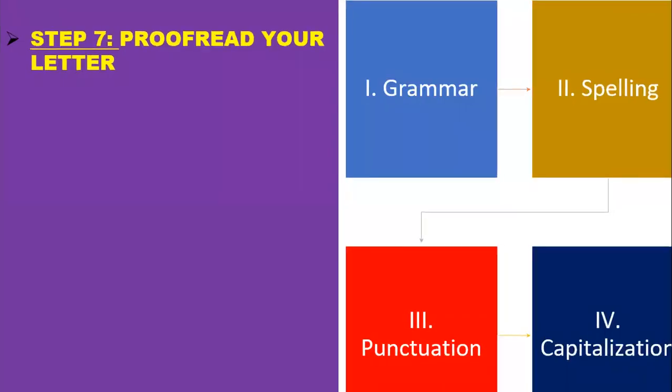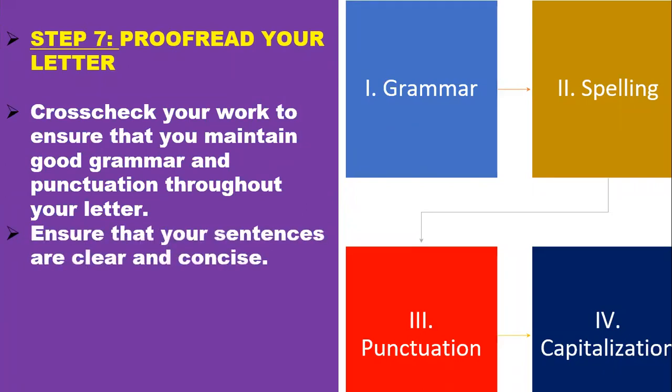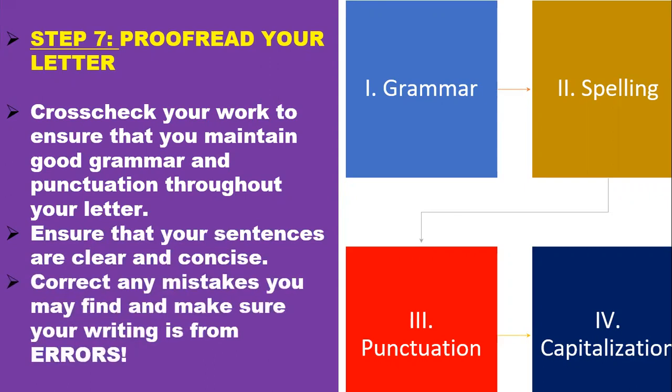And then step number 7 is where you proofread your letter. Cross-check your work to ensure that you maintain good grammar and punctuation throughout your letter. Ensure that your sentences are clear and concise. Make sure you correct any mistakes you may find and make sure your writing is free from errors. Now, there are some key areas where you need to cross-check: grammar, spelling, punctuation, and capitalization. You know there are rules that apply: rules of grammar, rules of spelling, rules of punctuation, and rules of capitalization.